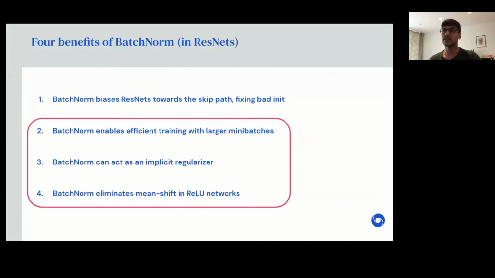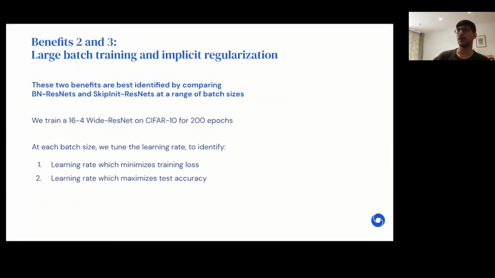All right, so that was an explanation of the first benefit of batch normalization. I'm now going to briefly explain the other three benefits that arise and affect performance. In particular, we're now going to look at batch norm's large batch training benefits and its implicit regularization benefits. To understand these two benefits, it's going to be very helpful to compare batch norm ResNets with SkipInit ResNets at a range of batch sizes.